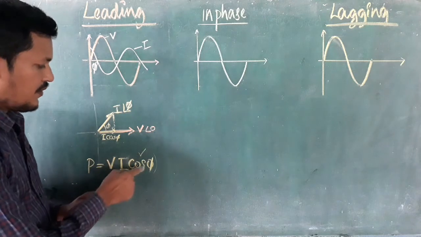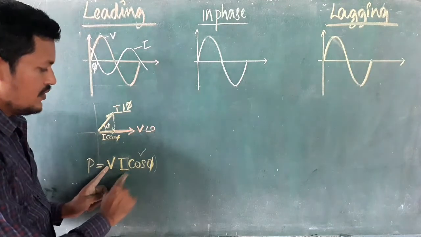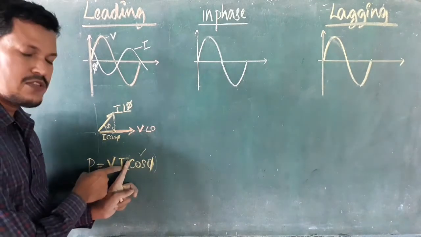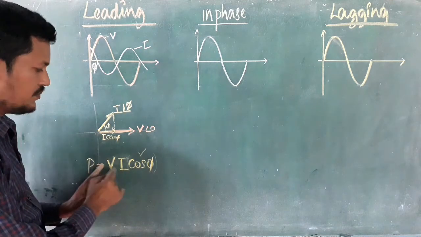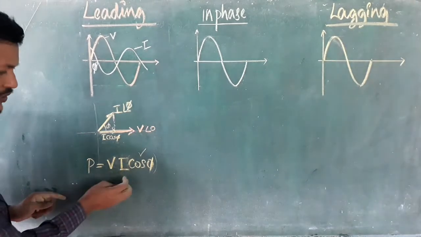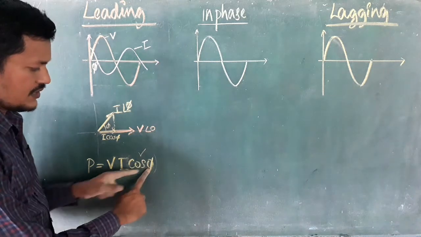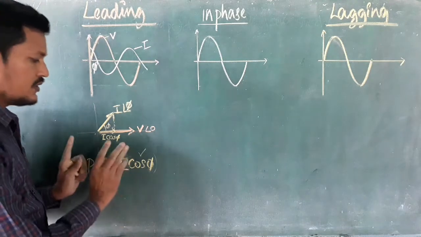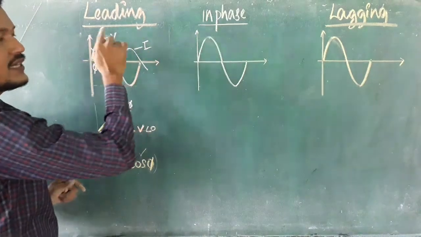Whenever the power factor is equal to 1, we get maximum power. Whenever the cos phi value becomes 1, there is no factor multiplied, since 1 means the same value. So cos phi is a power factor multiplied to the total actual power. Suppose phi is 0, then cos 0 is 1, and we get maximum power. This condition happens in the in phase condition only, not in the leading condition.